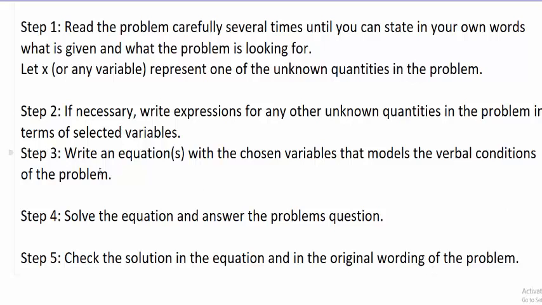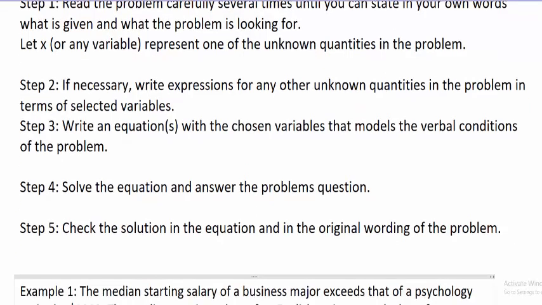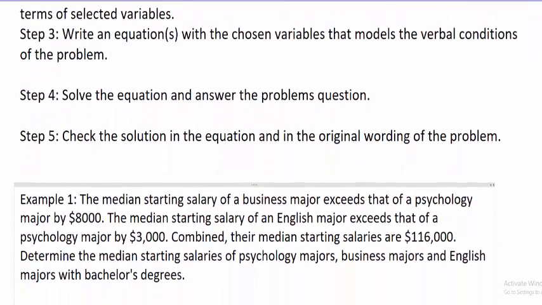Step 2 and 3 kind of go together. You write expressions, which means there's no equal to sign, for any unknown quantities. If you can quickly think of an expression, you can write it that way, or you can write it as an equation. That means with an equal to sign. Step 4, solve the equation and answer the problem's question. And step 5 is check the solution in the equation and in the original wording of the problem. So we're going to begin, and we're going to go through all of these steps with our problems.